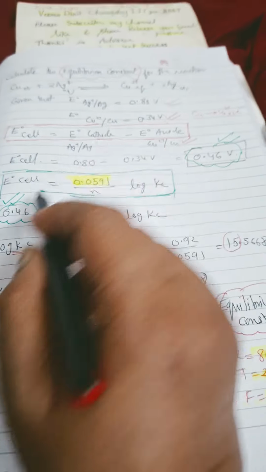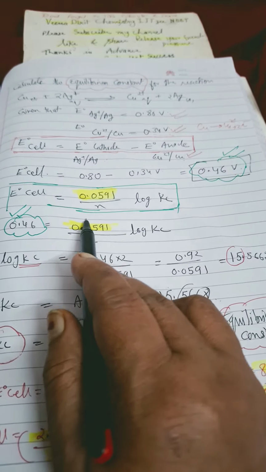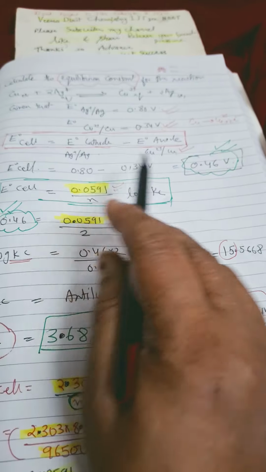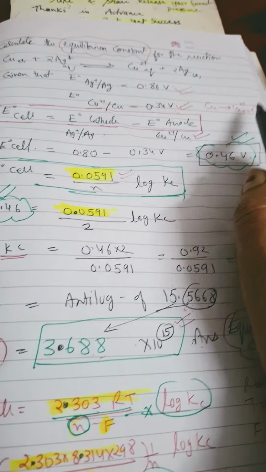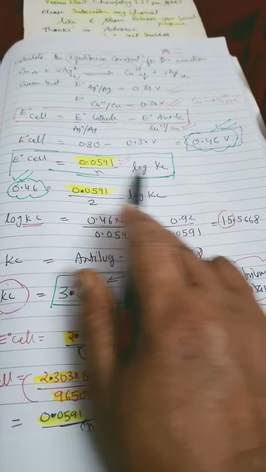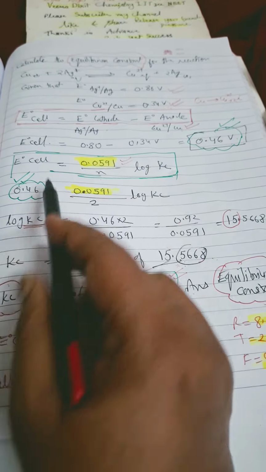Now we should know the formula. E naught cell is equal to 0.0591 by n log Kc. How it comes, I will let you know later on. So n value is equal to 2 because 2 electrons are involved in this case. So here we put the values. All the values we will put here. n is equal to 2 here, E naught is equal to 0.46 volt.